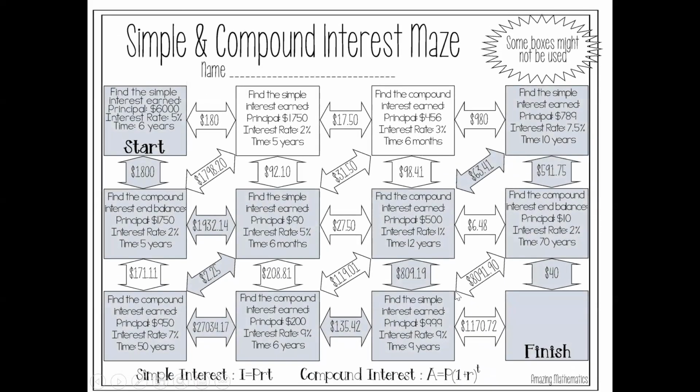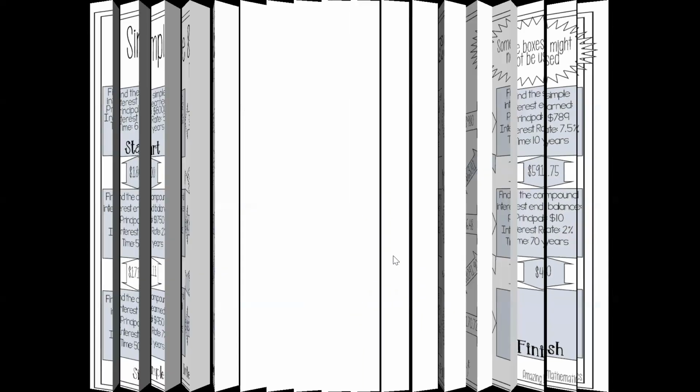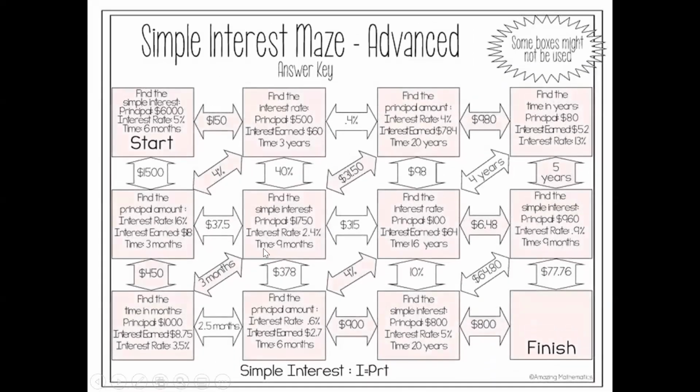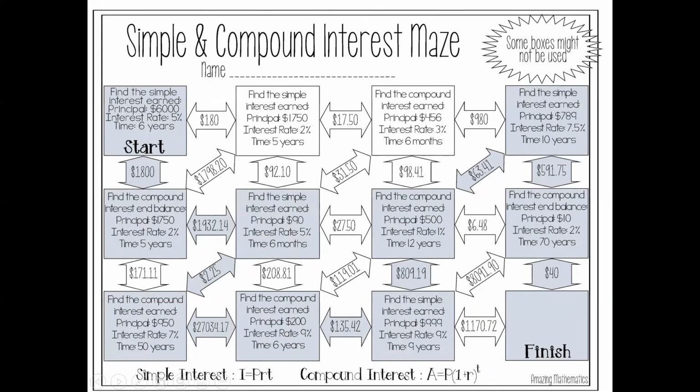The first one is going to be on compound interest or simple compound interest. And the second one is going to be on just IPRT. Okay, so the second one uses I equals PRT. First one equals A equals P(1 plus R)^T. Okay, so you can do either one. Go ahead and pause the video. You can start right here.